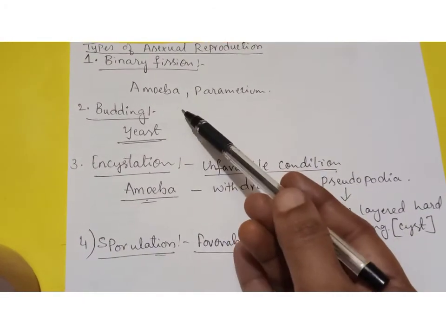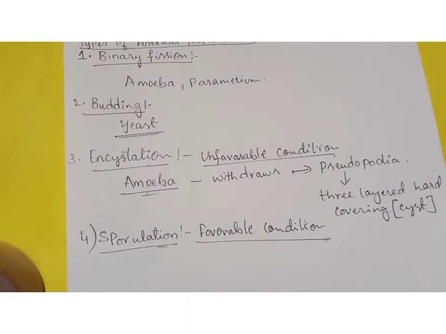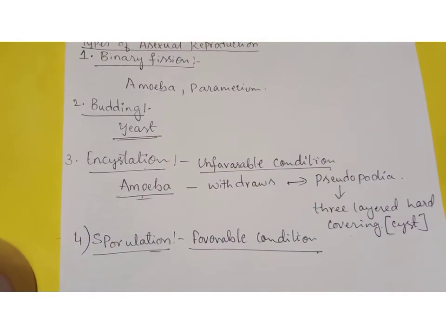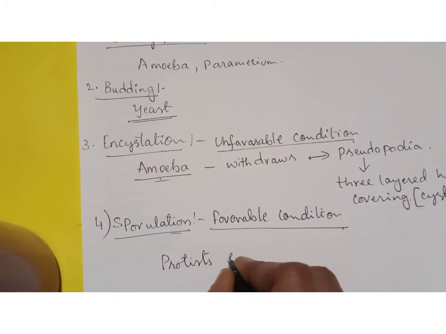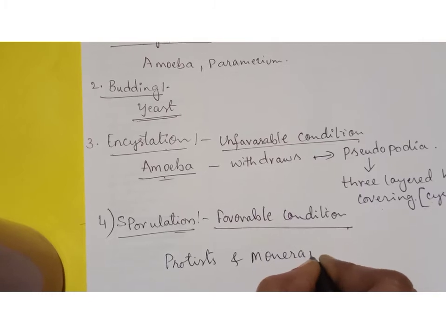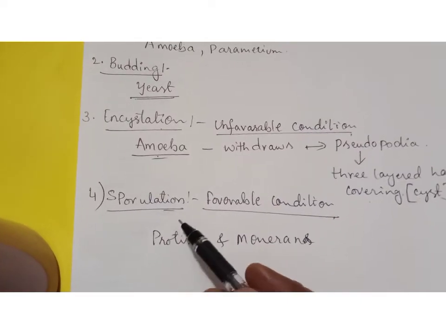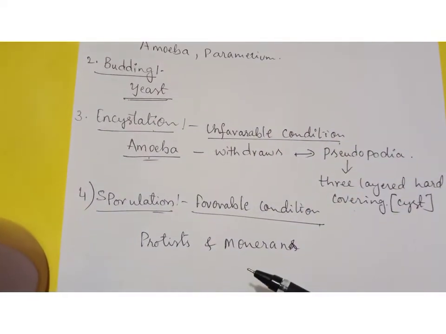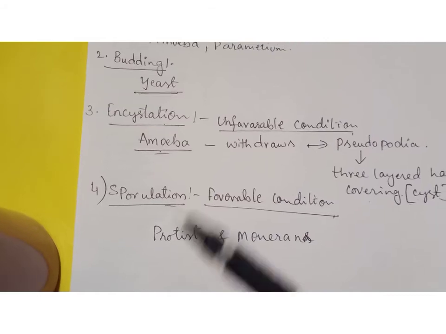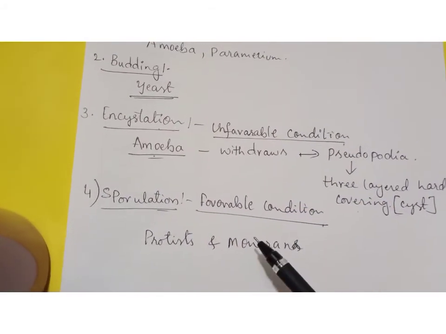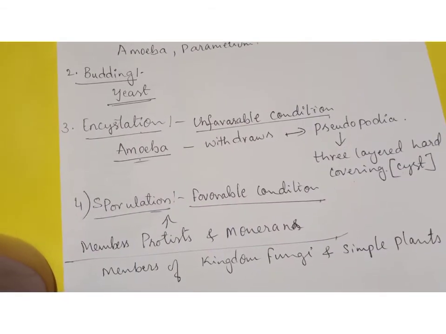So these types, that is binary fission, budding, encystation and sporulation, are forms of asexual reproduction that we see in the protists and monerans. In monerans and protists we can see these types of asexual reproduction. Here the cell division itself is the mode of reproduction. The single cell divides, and that itself is the mode of reproduction in these types.